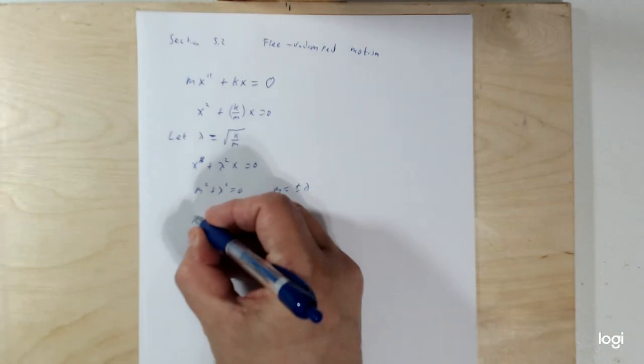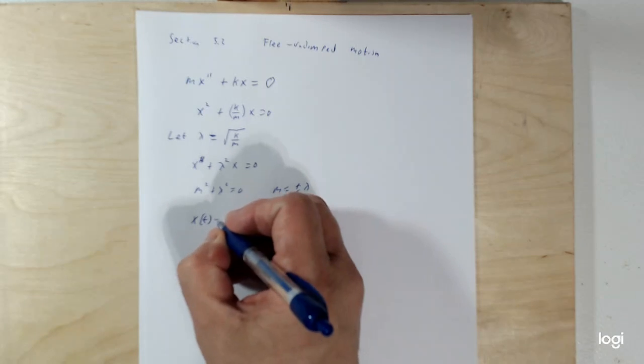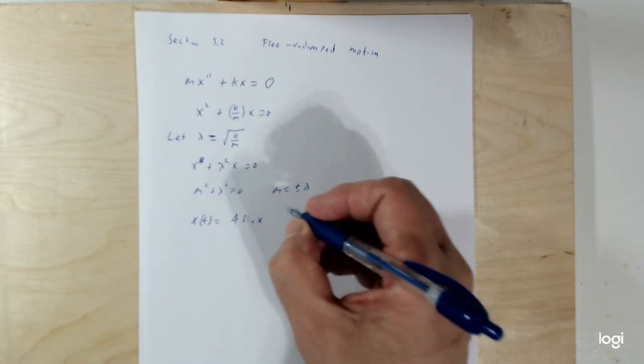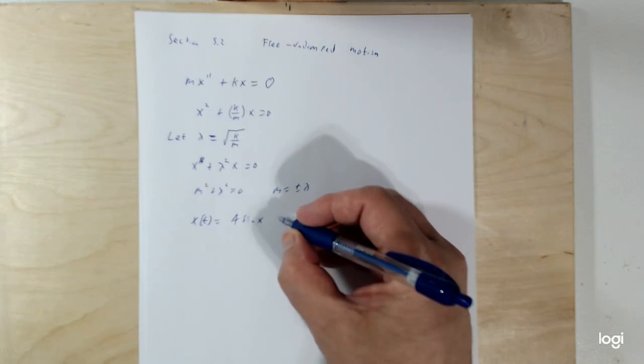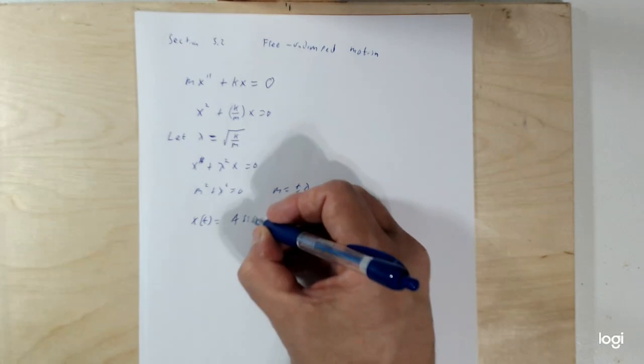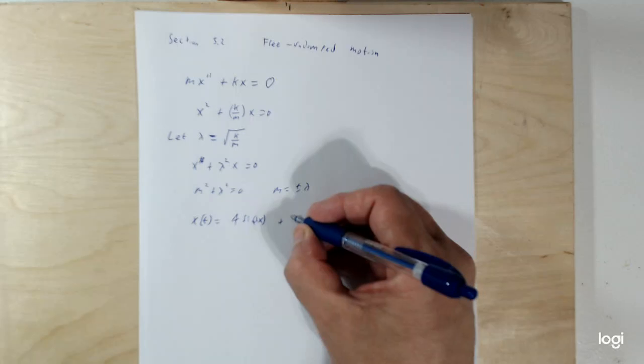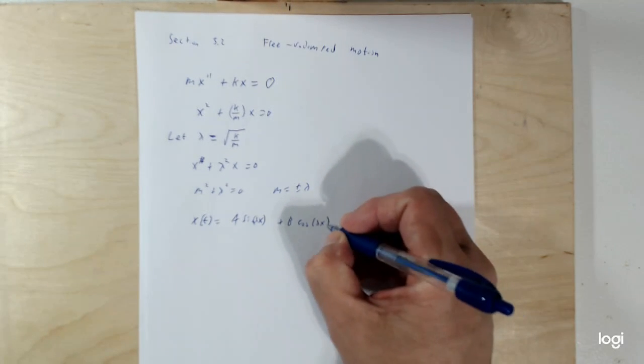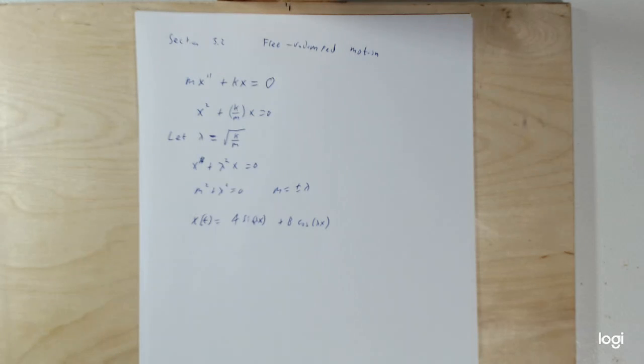X of t is going to be a sine of lambda x, plus b cosine of lambda x. Okay, and that makes sense. You would just get a nice oscillating function.